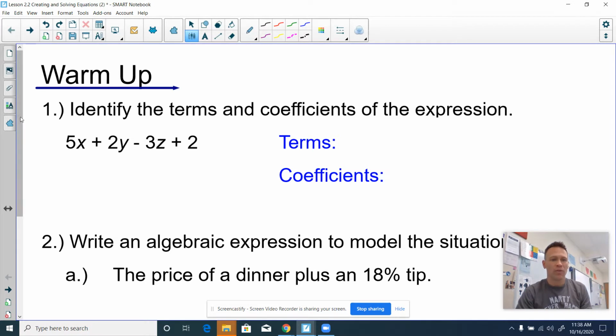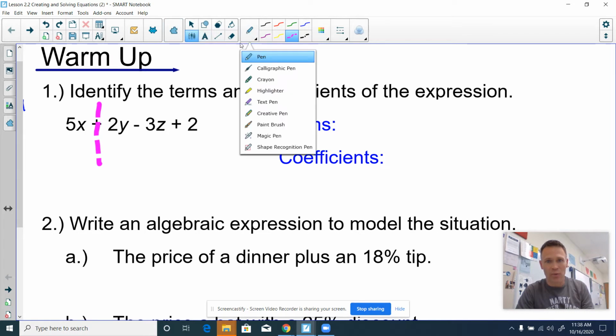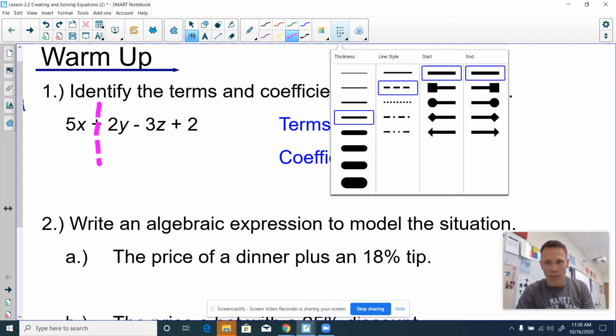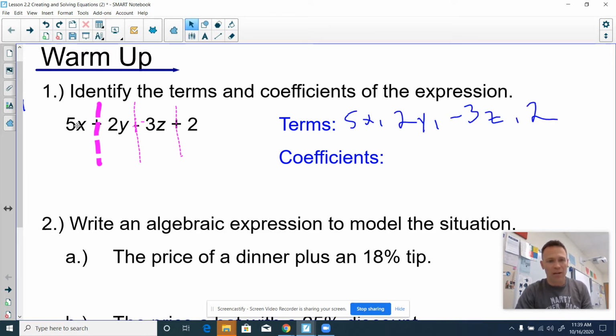All right, so a little bit of a warm-up from last class. Identify the terms and coefficients of the expression. Remember that terms are separated by addition symbols, right? So I can separate here. I have to change this to add the opposite, so I will do that. Adding the opposite, so that's -3. Now if I draw my line down here and down here, I've separated my terms and I have the signs correct. So my terms are 5x, 2y, -3z, and 2.